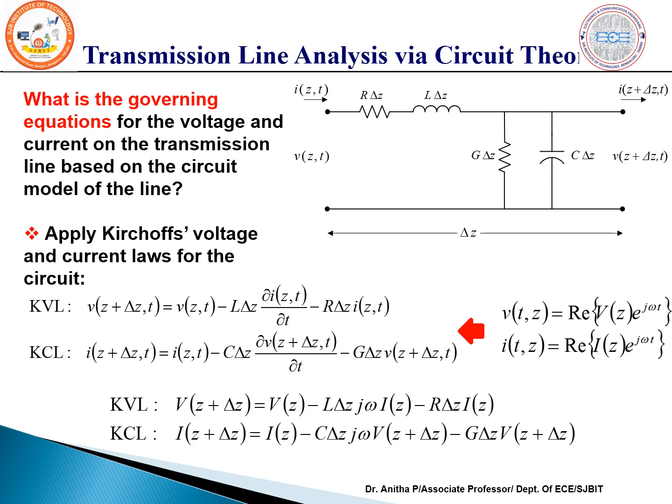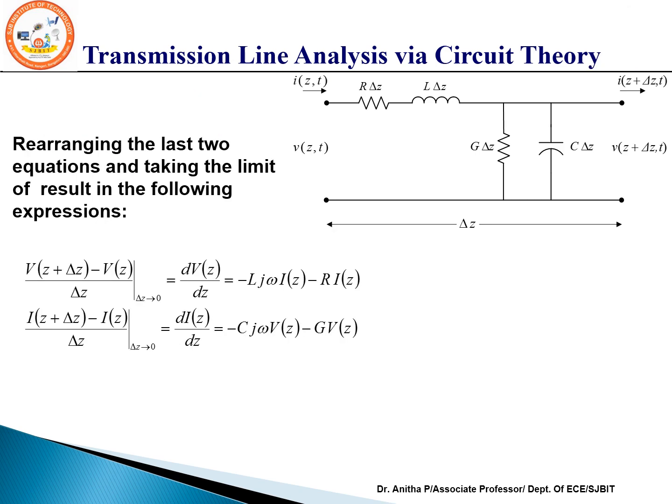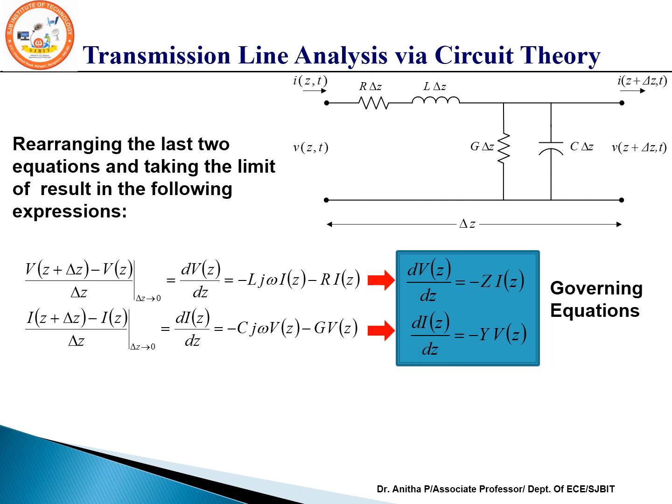we will represent the KVL and KCL equations as variation with respect to space. By rearranging these equations you can represent the differential voltage with respect to space as dV by dz, which is proportional to the series impedance, which we call Z, as R plus j omega L. And similarly, the differential amount of current along the space is represented as minus Y times V of z, Y indicating the shunt admittance.